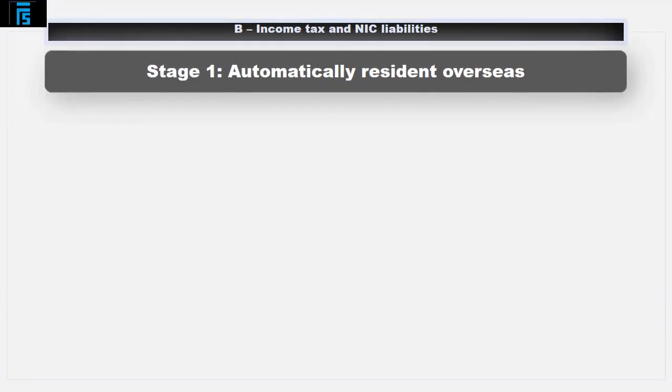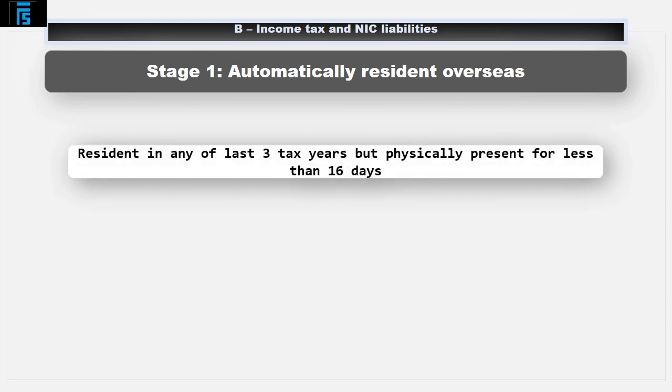Let's start by looking at Stage 1, the automatic overseas resident test. Within each of these first two stages, there are certain tests which can be used to help us. An individual would be determined to be automatically resident overseas if they were UK resident in any of the last 3 tax years, but physically present in the UK for less than 16 days in the tax year under review.